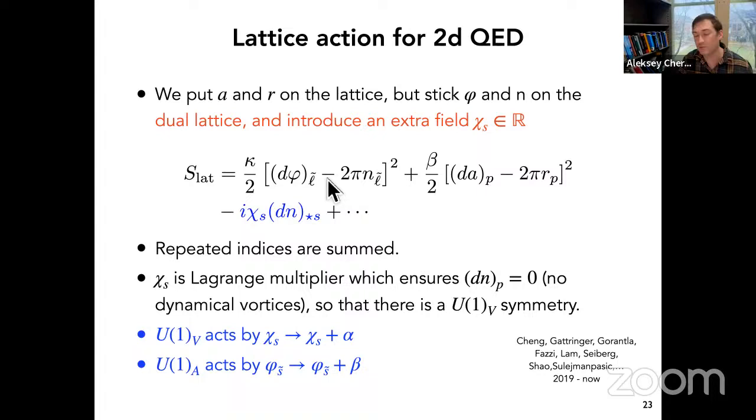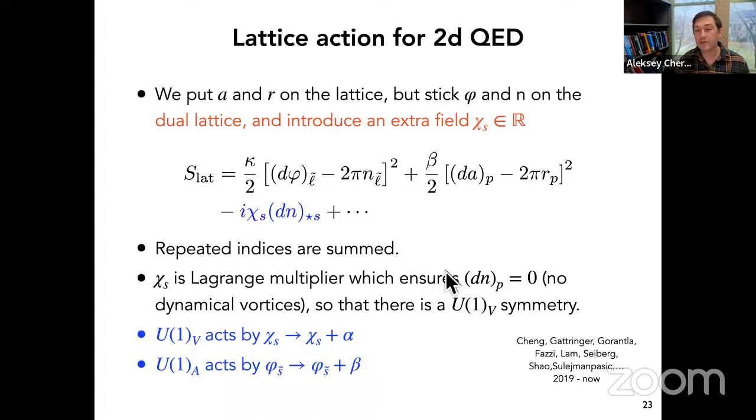And then there is the gauge field, field strength squared, with some prefactor, which is basically one over the gauge coupling squared. And then there's one more thing that I need to now explain. So here, there's an extra field that I've just introduced called chi. Chi lives on sites. This is the only place that it appears in the action. And so it's a Lagrange multiplier. If you integrate over chi, you get a constraint that dn is zero. So the field strength of this discrete gauge field is zero.